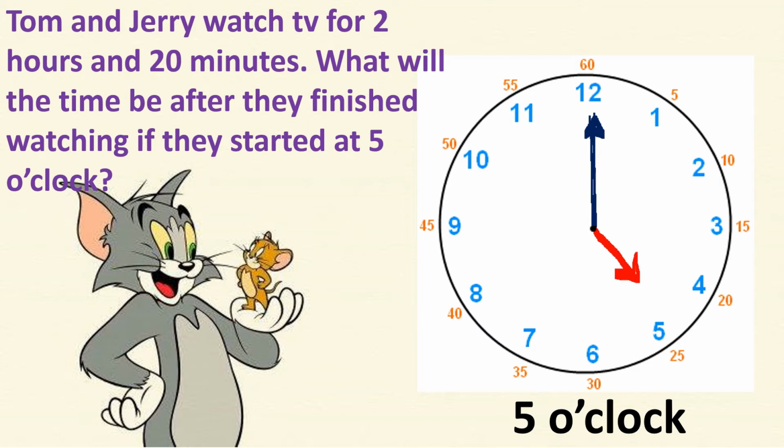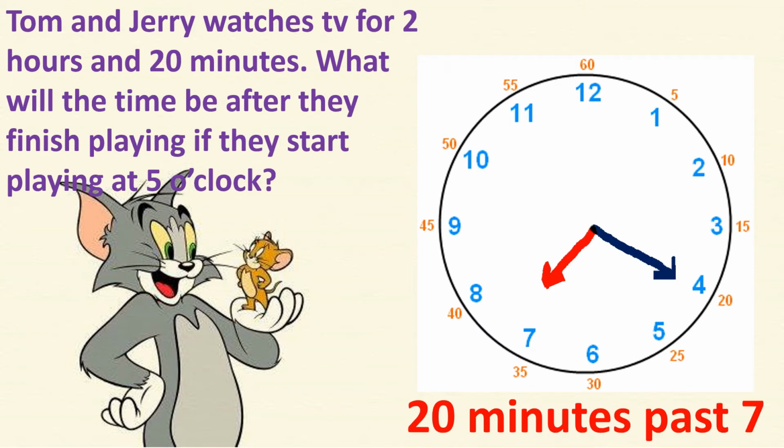We go to the minute hand. The minute hand is pointing at the 60. We add 20 minutes to it. We go to 5, then we go to 10, then we go to 15, and next we go to 20. When we see both the hands together on a clock, we can see that the time is 20 minutes past 7.